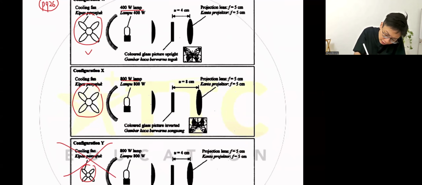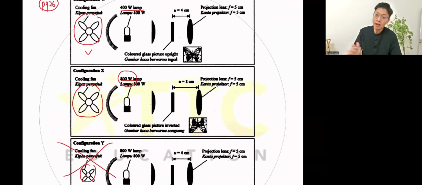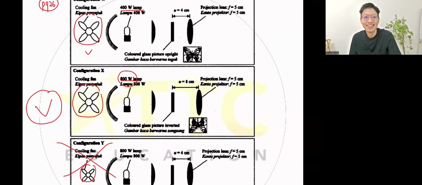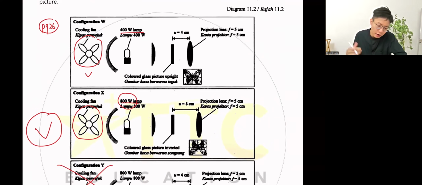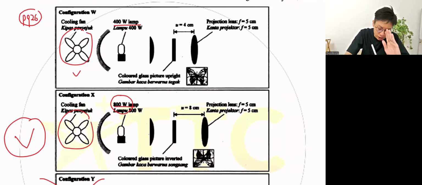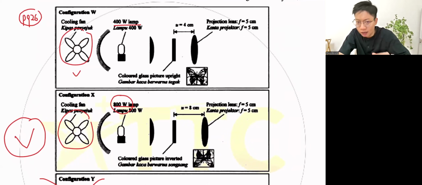Among the lamp, obviously, I'll choose the brighter lamp, right? Correct. So even if I have no light knowledge, I will choose X, guys, because it's 800 watt. So why 800 watt? It means that you will be able to produce a brighter image. Now, I know some of you who chose W might think a bit differently.